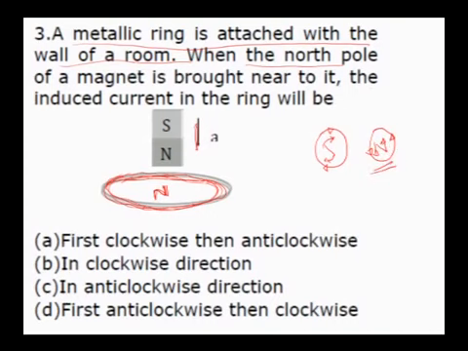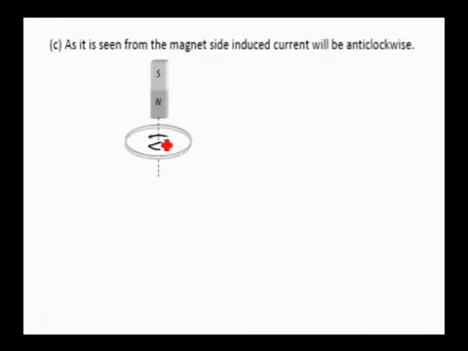like north. And if north is moving towards the ring, this has to develop a north pole to oppose, according to Lenz's law. That means to make this face of the ring north, the current should be in the anti-clockwise direction, and that is option C. So this is the north pole.